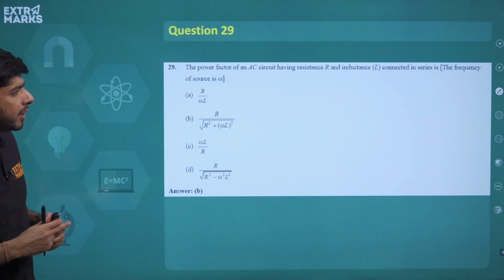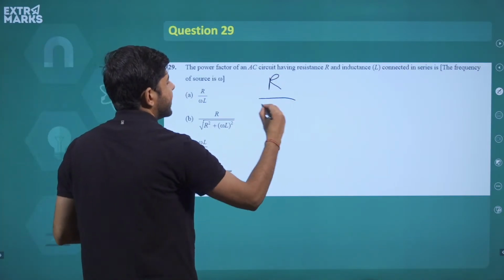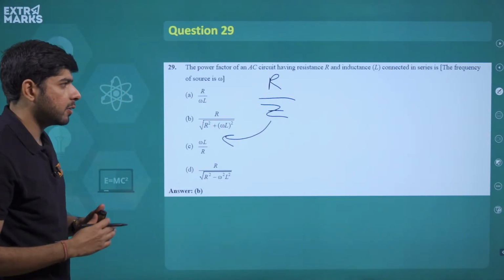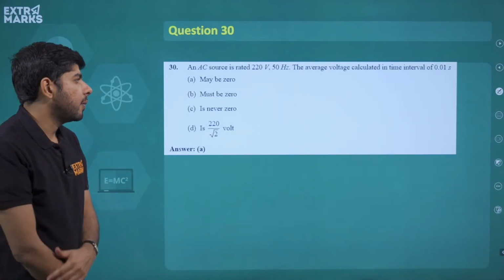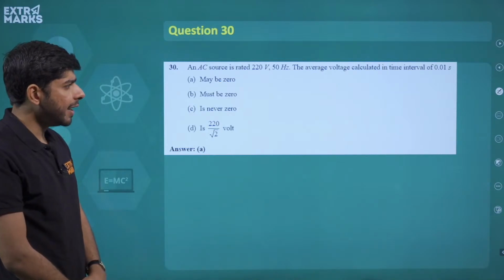Next one, very simple. They are asking the power factor. So guys, power factor is of course R by Z. Impedance, what is the formula of impedance? This is under root of R square plus omega L square, because there is no capacitor here. So this is my formula. Sorry.